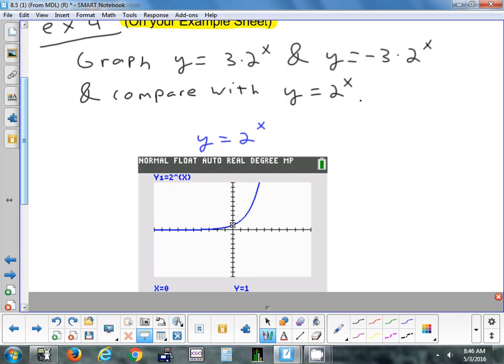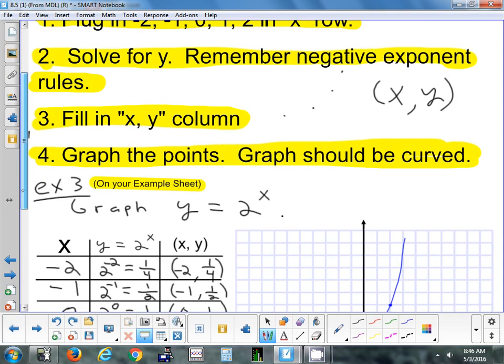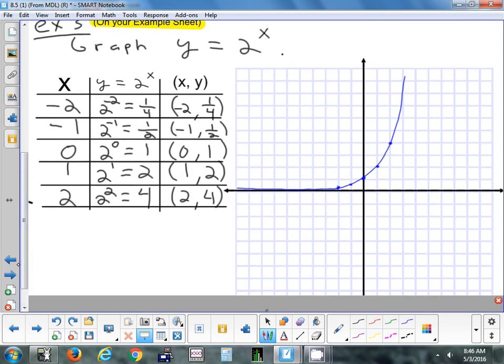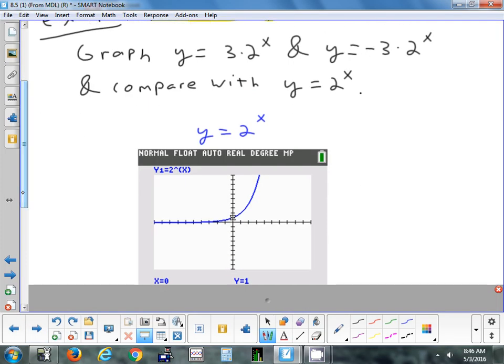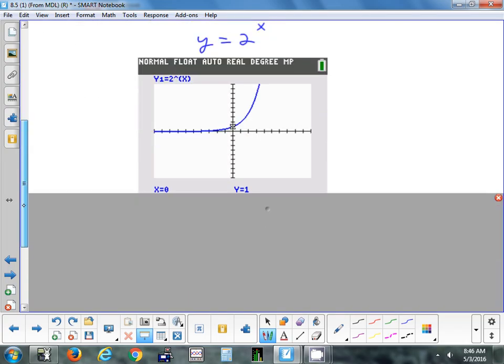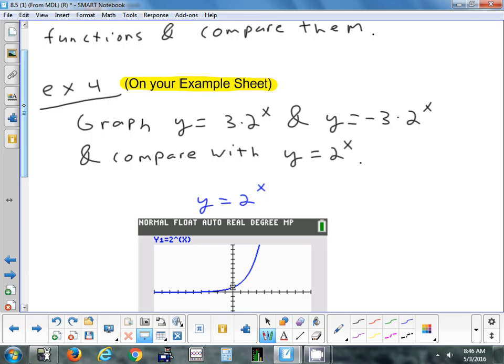Y equals 2 to the x. Okay. Guys, they don't have this on the sheet, just pay attention. Y equals 2 to the x. That's the picture we just did. I'm just going to save a little time rather than drawing it again. I'm going to use my calculator, and I'm going to show you a few other graphs.